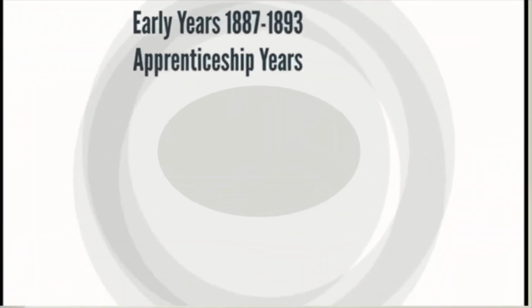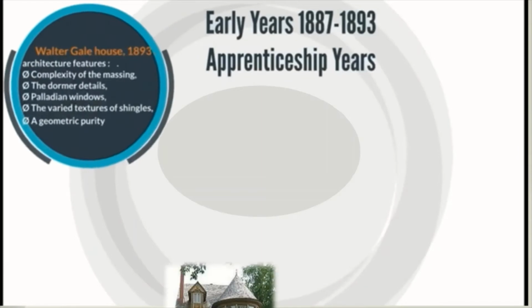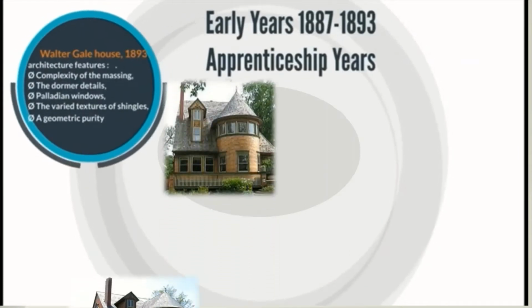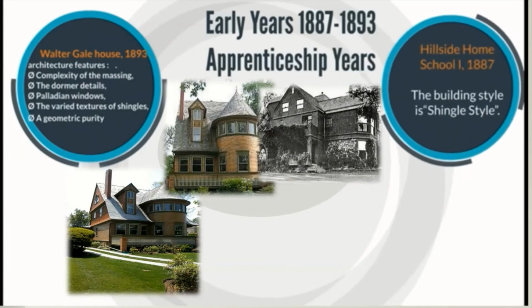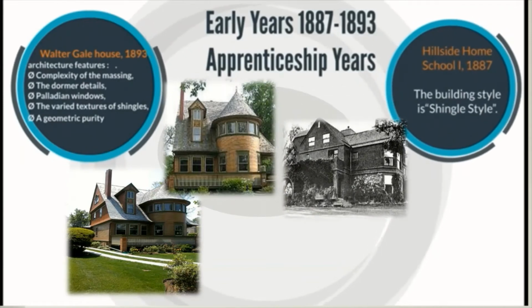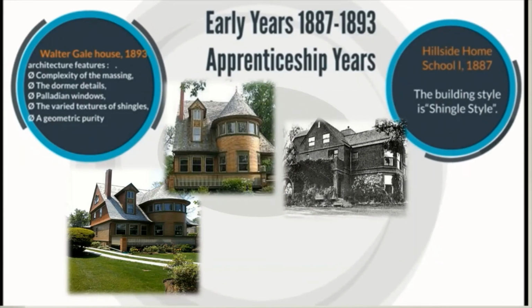Portland House, 1893. Architecture features: the complexity of the massing, the dormer details, Palladian windows, the varied textures of shingles, and a geometric purity. Hillside Home School, 1887. The building style is shingle style.